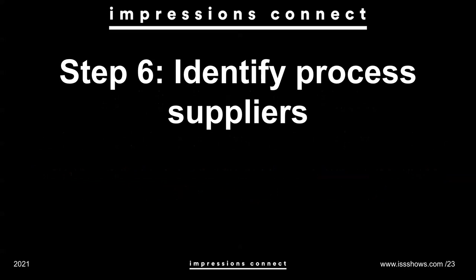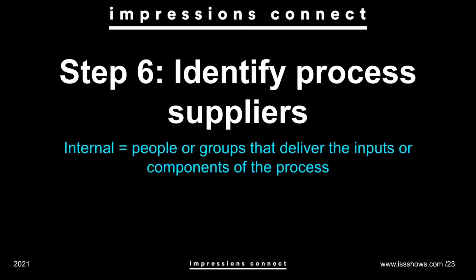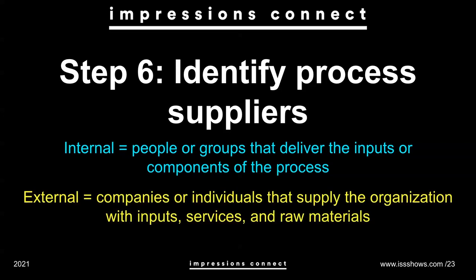Step 6 is identifying the process suppliers, right? Internally, these are the people or groups that deliver the inputs or components to the process. Externally, it's companies or individuals that supply the organization with the input services or raw materials. So what am I talking about here? It sounds like a lot of gobbledygook, right?